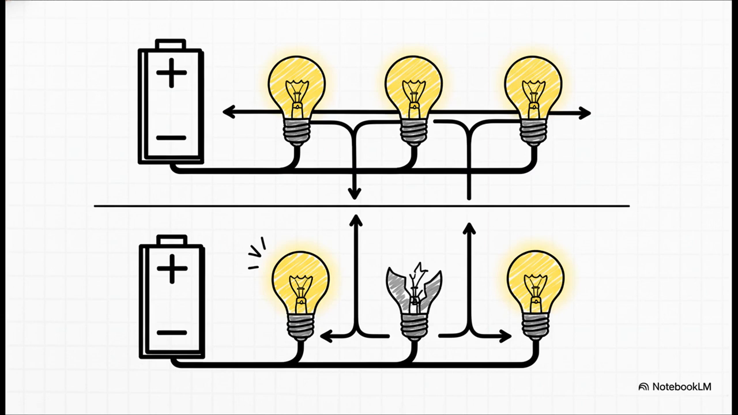The much smarter alternative is a parallel circuit. Instead of one path, the current has multiple roads it can travel down. It's like a highway with multiple lanes. The current splits up to go down each path. And here's the best part. If one of those paths gets blocked or breaks, the others just keep on flowing. The rest of the circuit stays on.